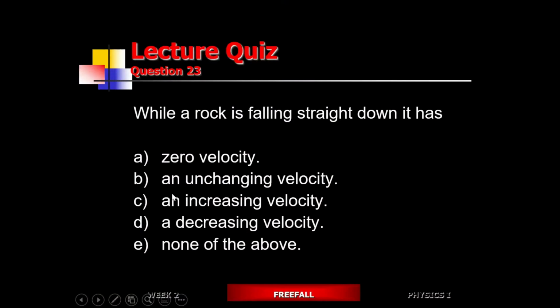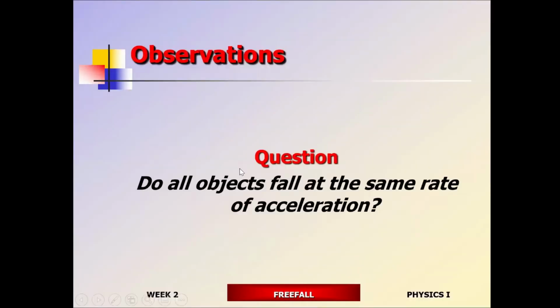All right, that's it. Got the best answer? Place it in the chat. Okay, very good. C, C, C. So falling objects will speed up, right? So speed is going to go up, direction is the same, so the velocity is going to increase. So C is the best answer. Give yourself 5 points for that one.